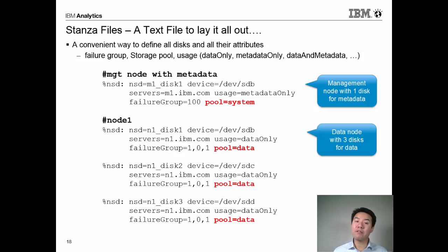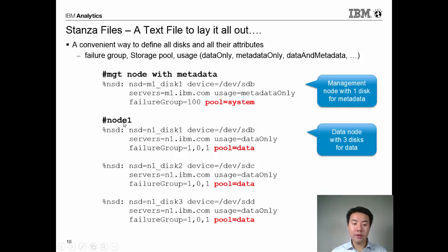So in this example, I have one management node and one data node. On the management node, I have a disk label called M1_disk1. That's simply a unique name to identify the disk. The device indicates where I would find the disk on the operating system. This servers clause indicates the server name. The usage will be metadata only, and the failure group is 100, and the pool is system pool.